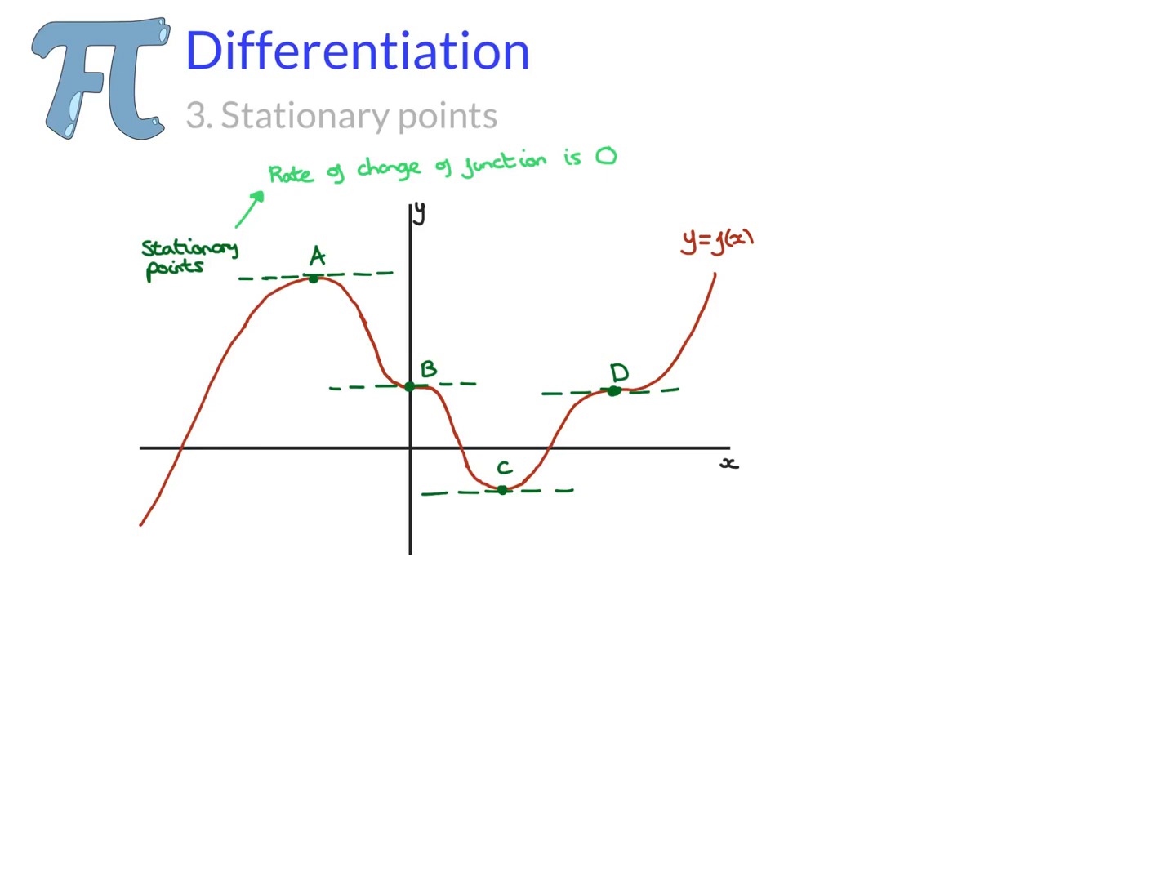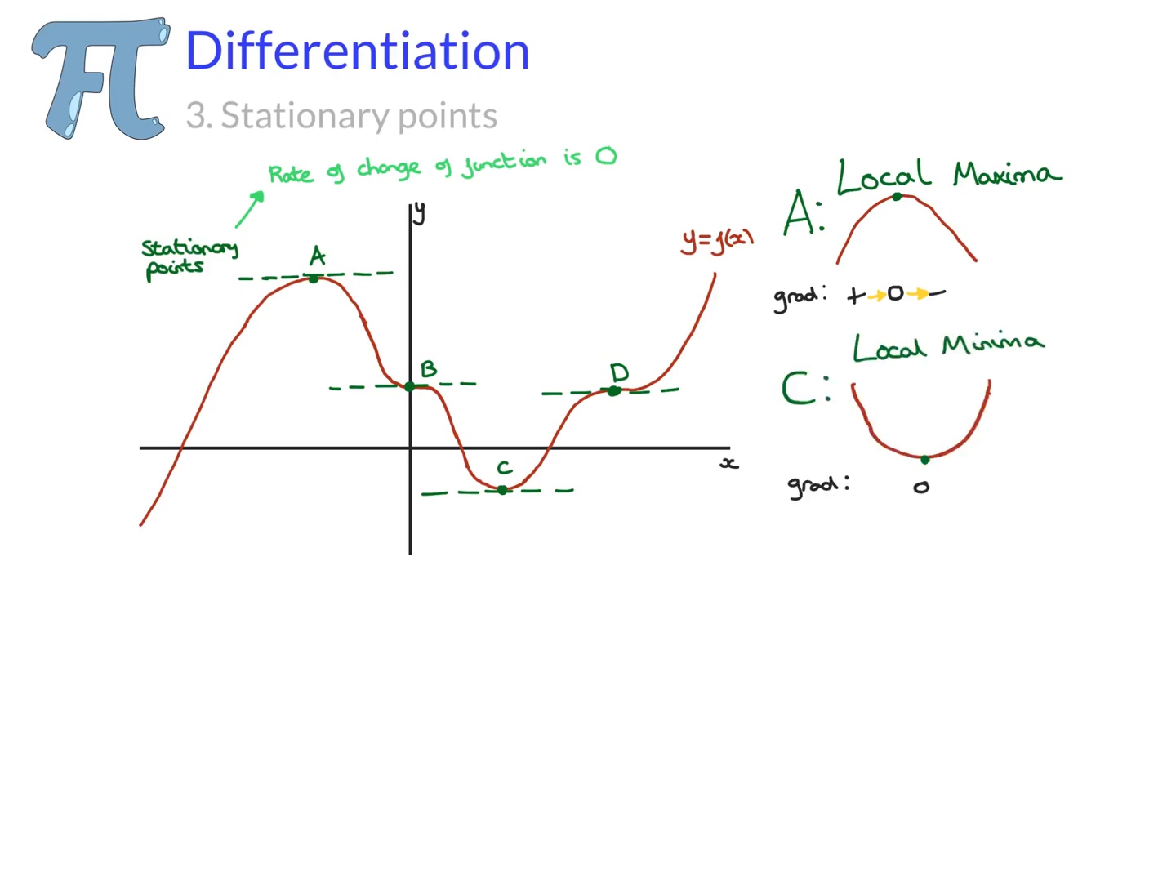The first thing to note is that at all these points, the gradient is zero, and that's what defines them as stationary points. Point A lies at the top of a hill, which is characterized by the fact that the gradient is positive before the point and then negative after it. We call this type of stationary point a local maxima.